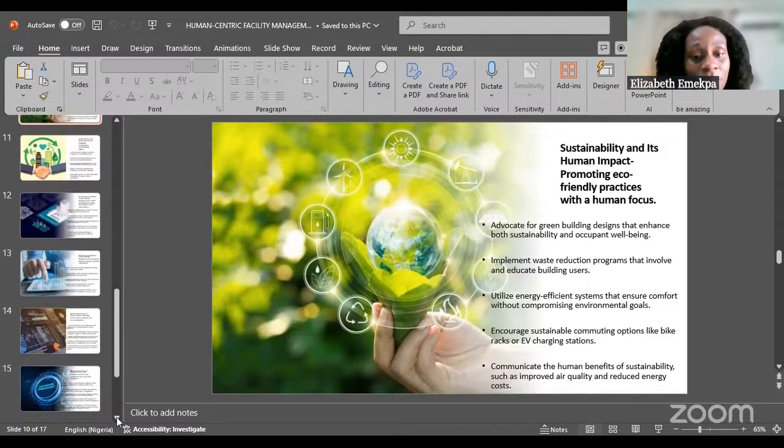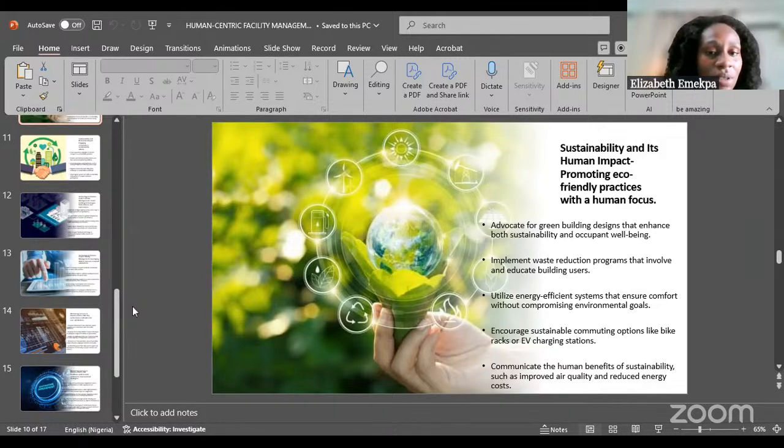Energy management: utilize energy efficient systems that ensure comfort without compromising environmental goals. Very important. Let us use sufficient energy, let us manage what we have. Let us not, because we want to do one big thing or another, do something wrong. Encourage sustainable commuting options like bike racks or EV charging stations. Communicate the human benefits of sustainability, such as improved air quality and reduced energy costs. Let us put all this into practice for us to be able to enjoy our sustainability.